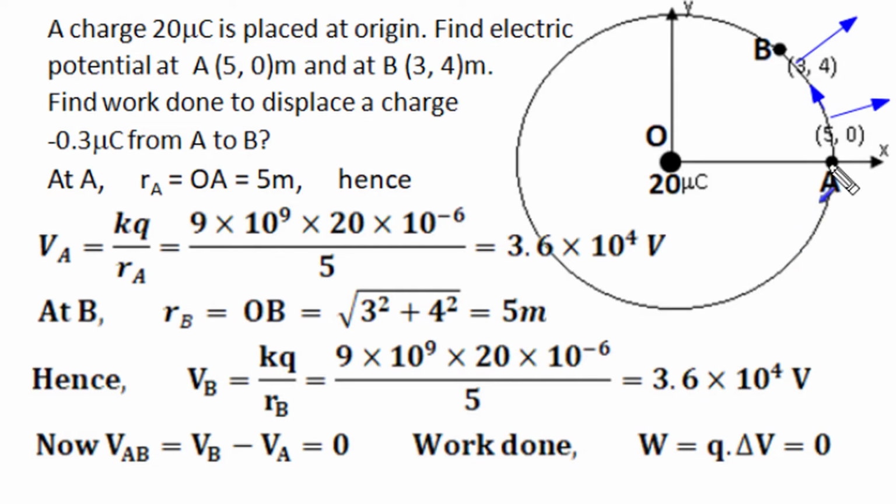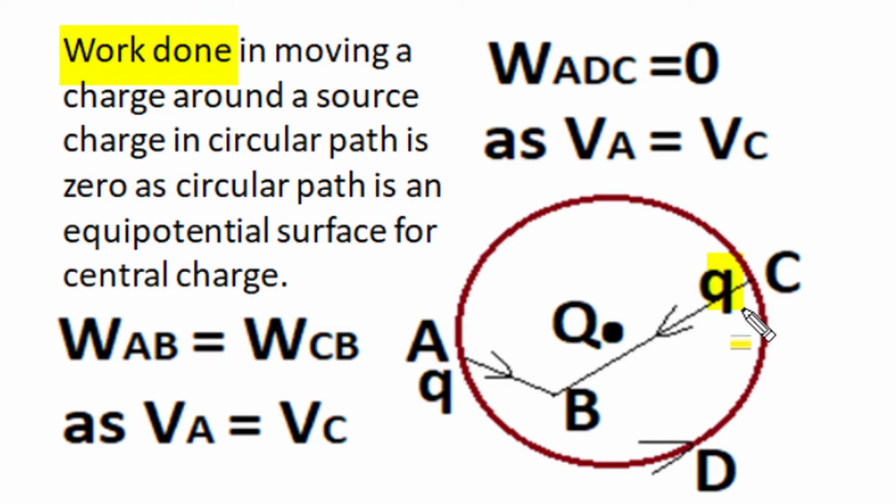Whether I move this charge A to this opposite position A dash, the work done is again 0. Work done in moving a small q charge around this source charge capital Q in a circular path is always 0, because the circular path has identical distance from the source charge, and at the same distance potential is everywhere the same. So this surface becomes an equipotential surface, and on an equipotential surface potential difference is 0, so work done is 0. So in path A, D, C, work done is 0 because potential of A and C is the same, and potential difference between A and C is 0.